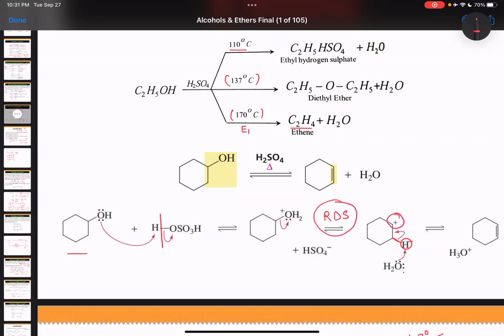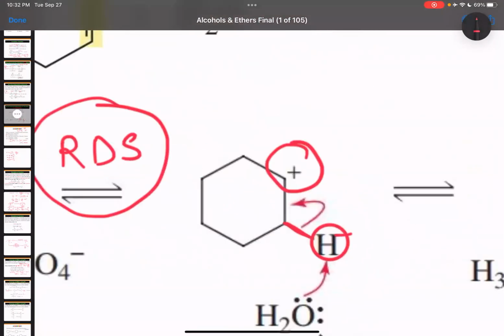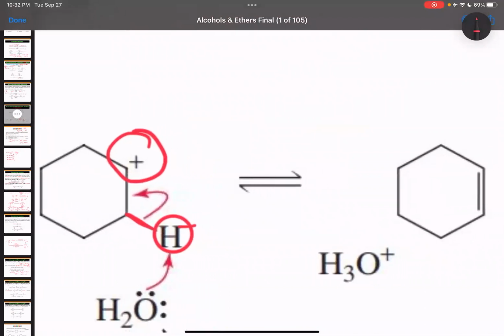And how can you make it easy? If you can make it easy, you can increase the rate of the dehydration. You can make the cation more stable. And how can you make the cation stable? The nature of the alkyl group itself is going to decide. If it is tertiary, the cation will be more and more stable, the more branched cation.